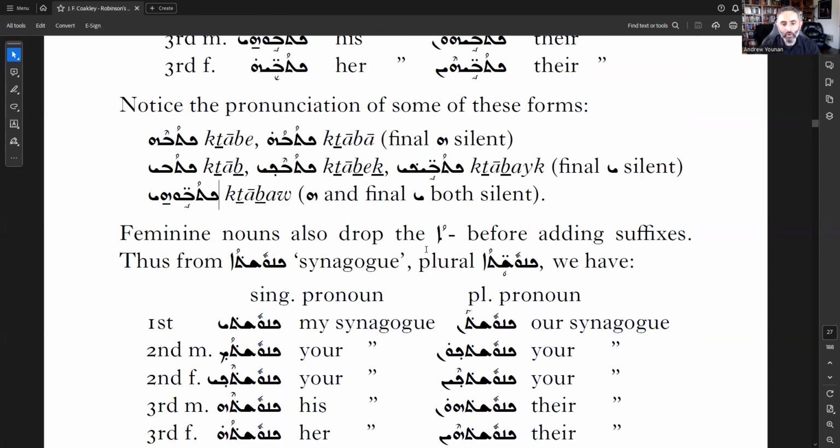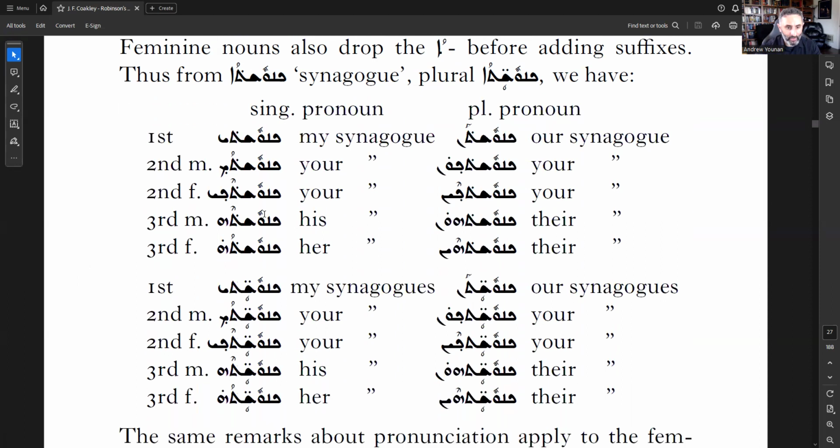Feminine nouns also drop the a before adding suffixes. Thus, from knushta, synagogue, plural knushatha, we have... Okay, how do you do this with feminine?